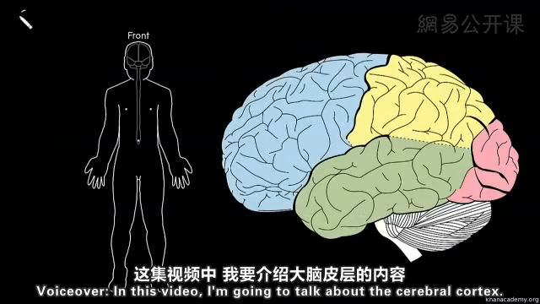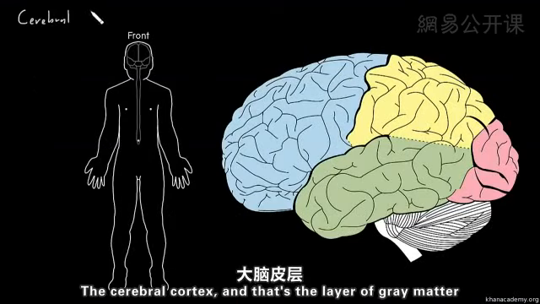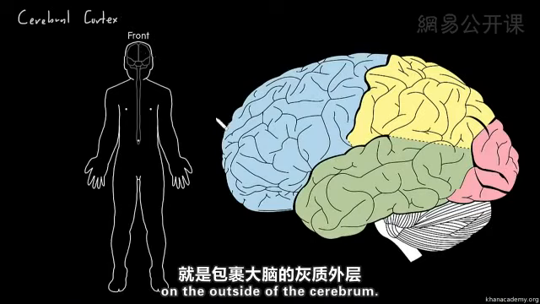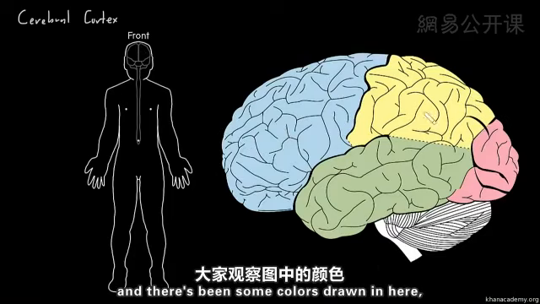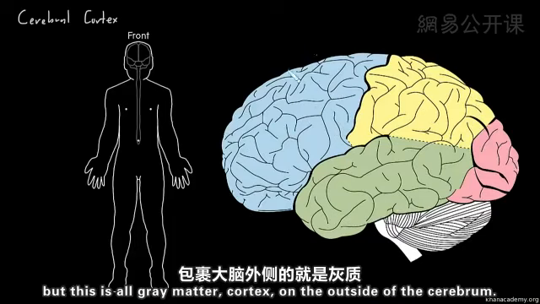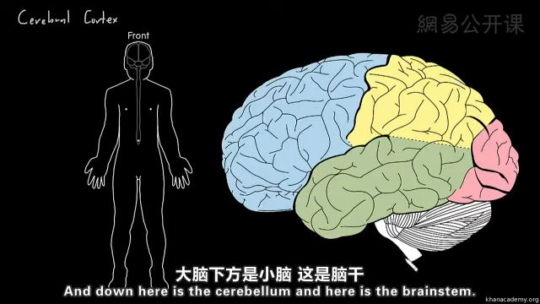In this video, I'm going to talk about the cerebral cortex. The cerebral cortex is the layer of gray matter on the outside of the cerebrum. Here we're looking at a brain from the left side, and there's been some colors drawn in here, but this is all gray matter cortex on the outside of the cerebrum. And down here's the cerebellum, and here's the brainstem.